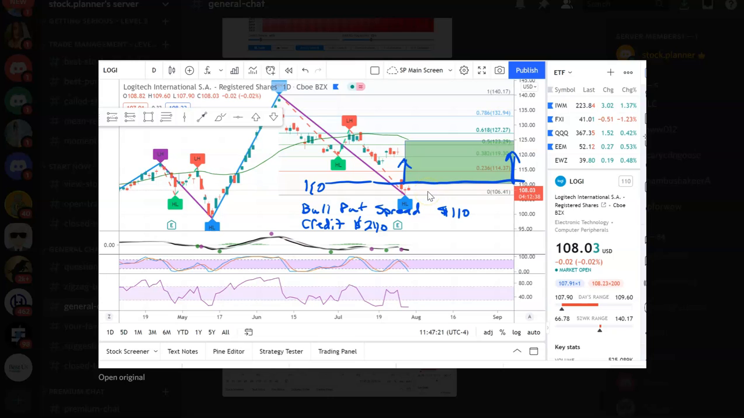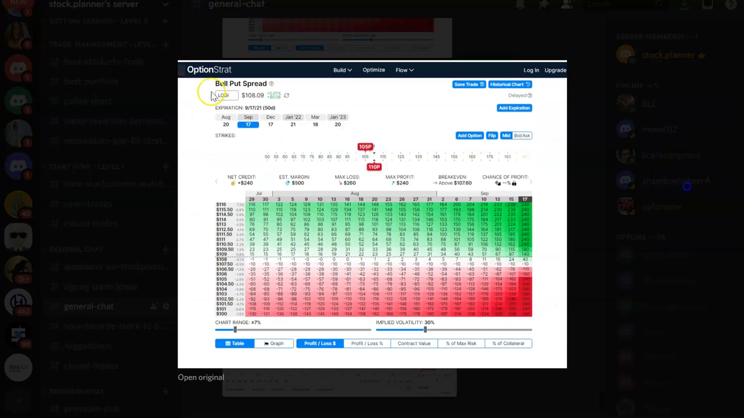I hope this helps. These are very simple option plays that you can do with any broker, and I use Interactive Brokers, but you can do this with Robinhood, and you can use this tool, OptionStrat, for free. It allows you to plan these trades.